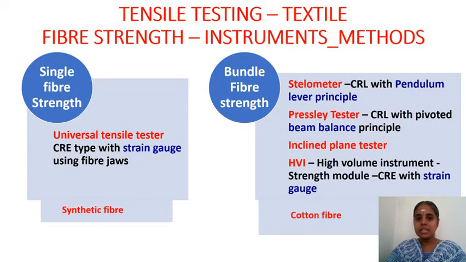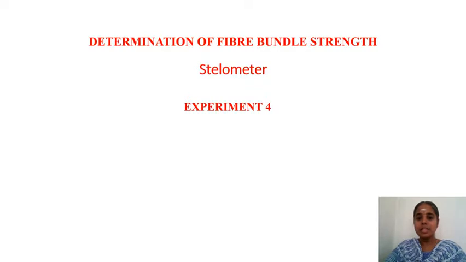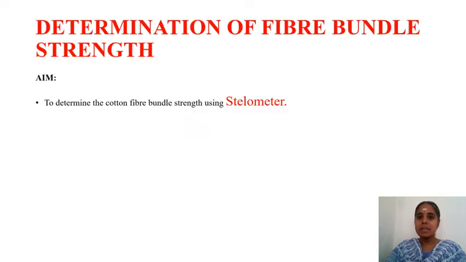For the fiber testing, for single fiber strength, a CRE type instrument, the universal tensile tester, is used with the fiber jaws common for synthetic fibers. And for bundle fiber strength, you have Stelometer, Presley tester, inclined plane tester, and HVA instrument. This experiment is concerned with the Stelometer. The fourth experiment is the determination of fiber bundle strength testing using Stelometer. The aim of the experiment is to determine the cotton fiber bundle strength using Stelometer.